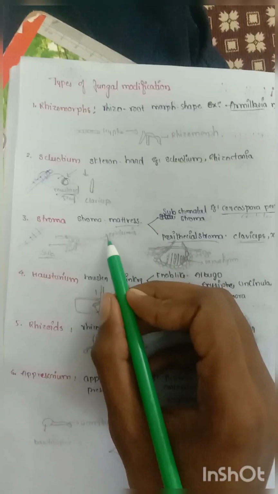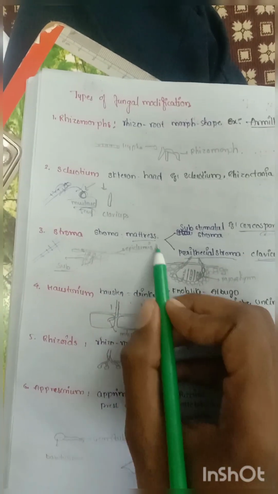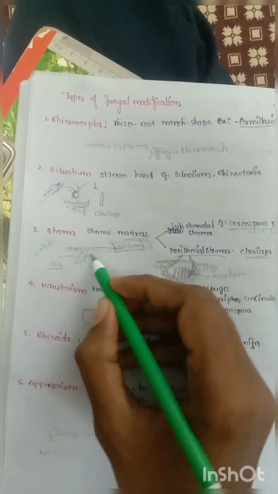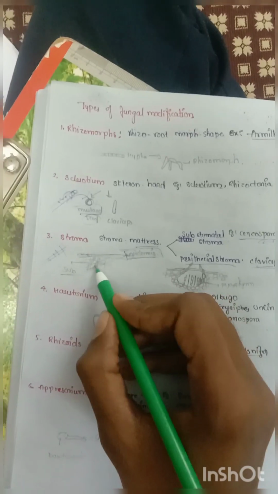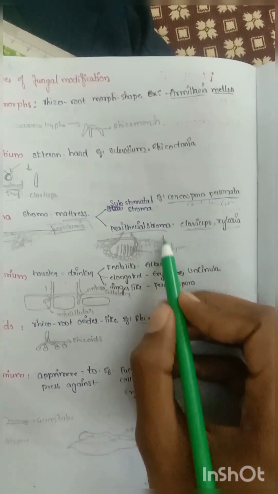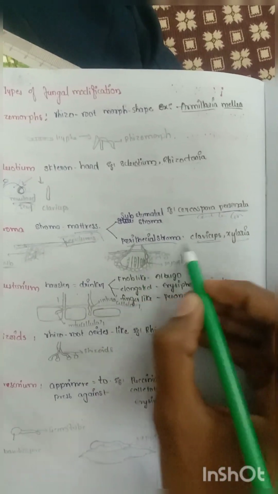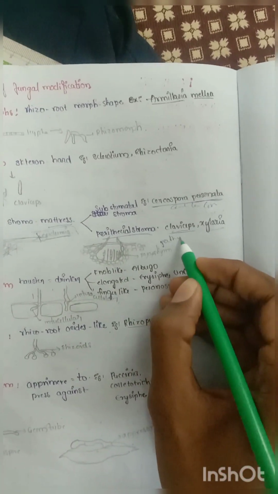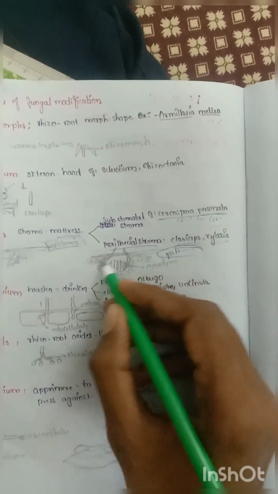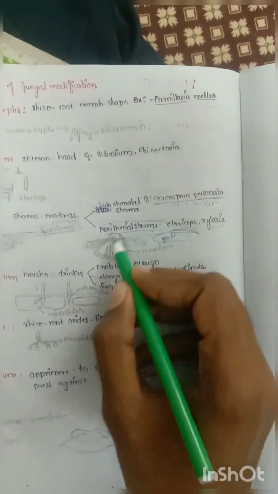Substomatal stroma is formed under the epidermis of the host cells. Under the host epidermis there is the formation of a matrix of tissue. It is called a substomatal stroma. And perithecial stroma: the perithecium is a sexual fruiting body, so it is formed under the epidermis of the host tissue, and it is called a perithecial stroma.